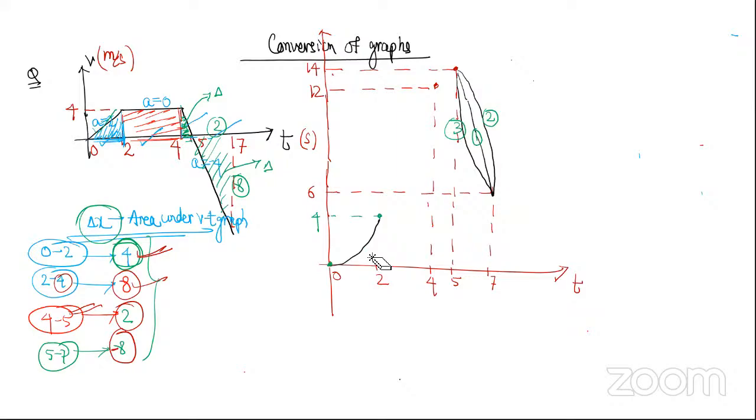Right? Okay, now look from 2 to 4. What are you seeing here? 2 to 4. Acceleration is 0. Velocity is constant. So constant velocity. Yes, that means slope should remain constant. That means from here this will be a straight line.